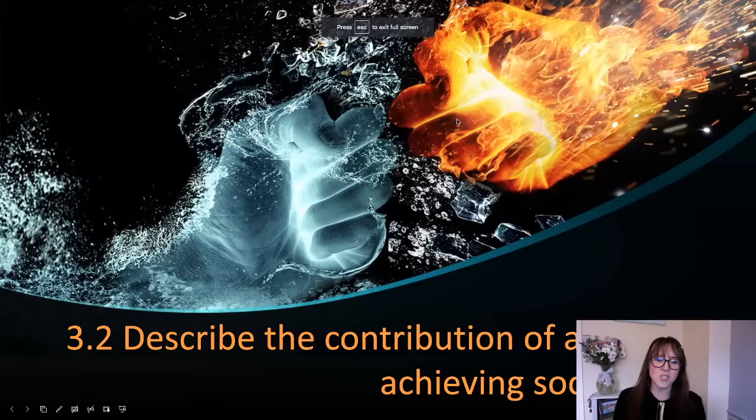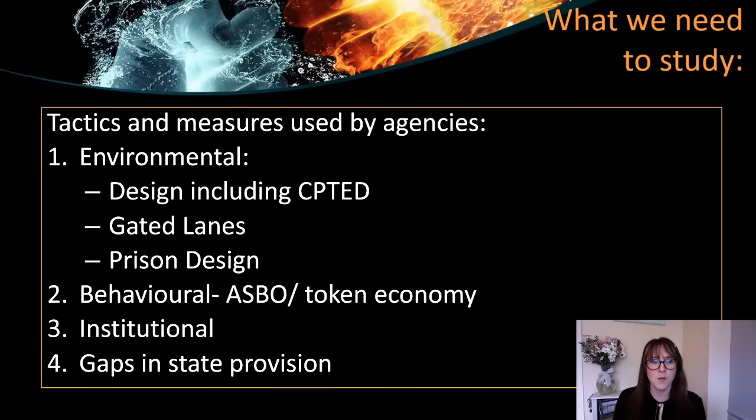Three point two then is describe the contribution of agencies to achieving social control. You're already aware of the different agencies, and this is just to describe, so it's not an evaluate or an assess question. You simply just need to be able to describe in some detail the different areas. Tactics and measures then used by agencies. You need to know all of these, so it's easier to line them up like this first so that you can organise your notes and understand where each of them fall.